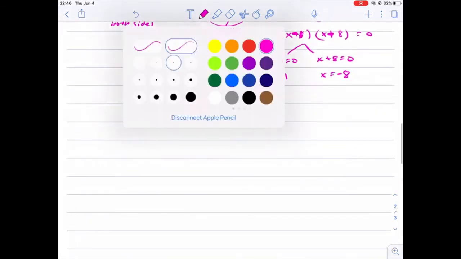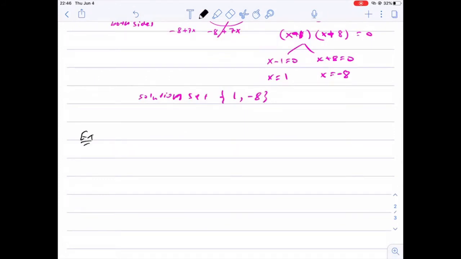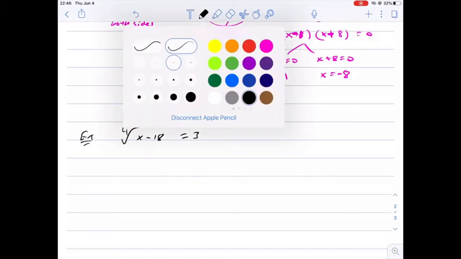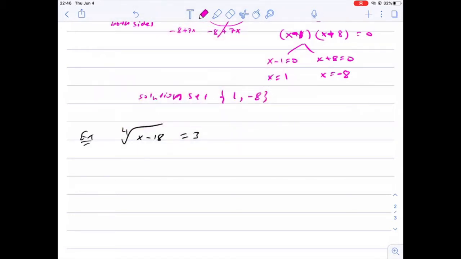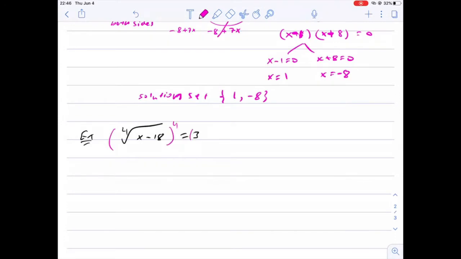Let's do another problem. If we have the fourth root of x minus 18 equals 3, here same thing, we need to get rid of the fourth root. So to do so, we raise both sides to the power 4, and that cancels the fourth root. We get x minus 18 equals 3 to the power 4. That means we multiply 3 by itself 4 times, and that gives us 81. And then we got a linear equation and it's very easy to solve this. We get 99. That's the solution.